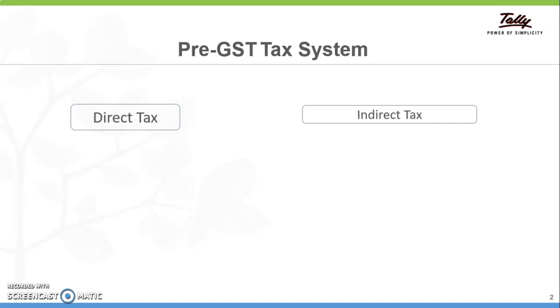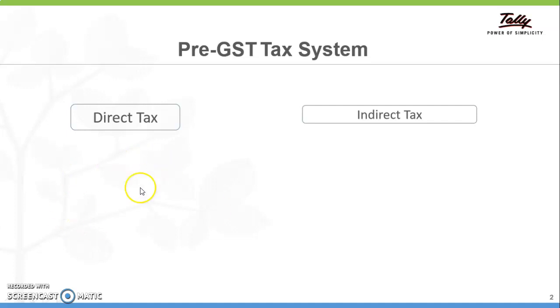Whereas in case of indirect tax, incidence and impact will not be on the same person, it will be on a different person. For example, the manufacturer pays the tax, and he will collect it from the wholesaler. The wholesaler will collect from the retailer. The retailer will collect the tax from the customer, that is the consumer. So here the tax burden is shifting. First the manufacturer pays, then he collects from the wholesaler, then the wholesaler collects from the retailer. That means here the tax burden is getting shifted.